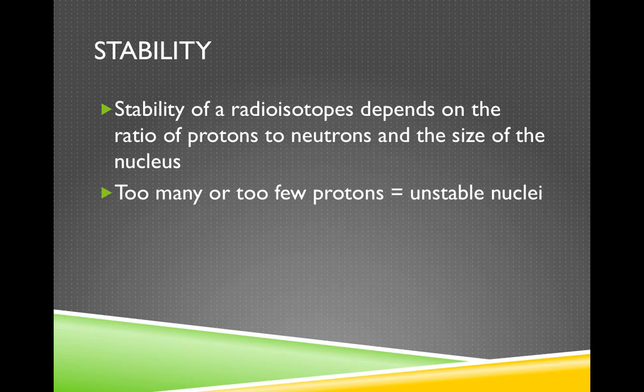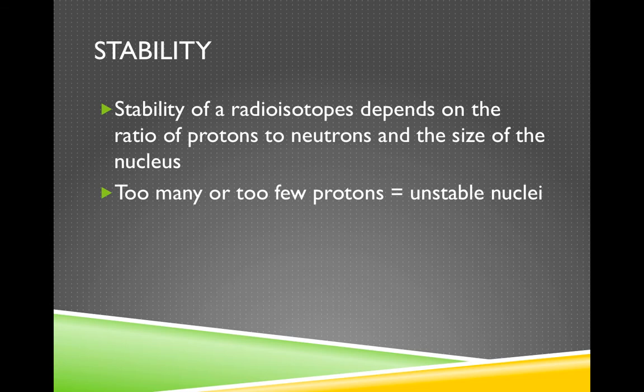So, stability. Stability of a radioisotope depends on the ratio of protons to neutrons and the size of the nucleus. For instance, if you have too many or too few protons, you have an unstable nucleus. If you look at the periodic table, most of the elements, if you noticed when we were doing the calculations, are pretty close to a 1-to-1.